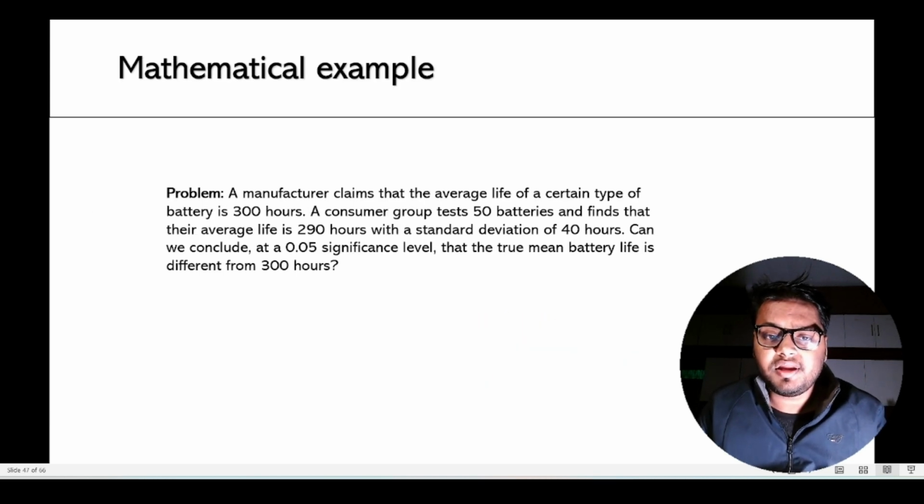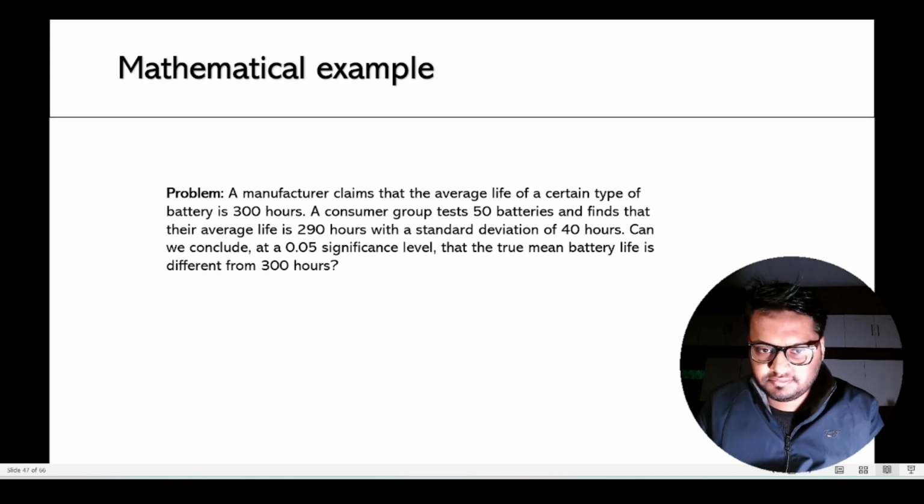In this question, a manufacturer claims that the average life of a certain type of battery is 300 hours. A consumer group tests 50 batteries and finds that their average life is 290 hours with a standard deviation of 40 hours. Can we conclude at a 0.05 significance level that the true mean battery life is different from 300 hours? So this is the question that we need to solve.